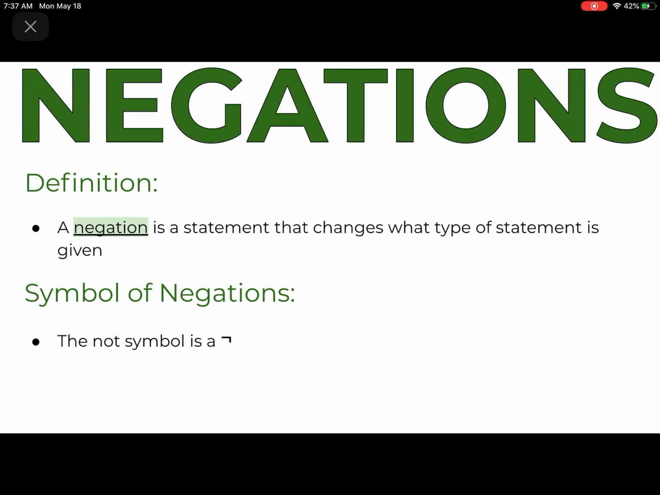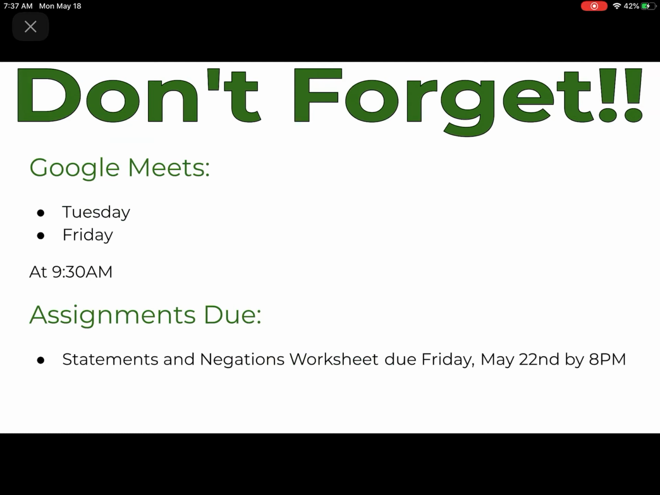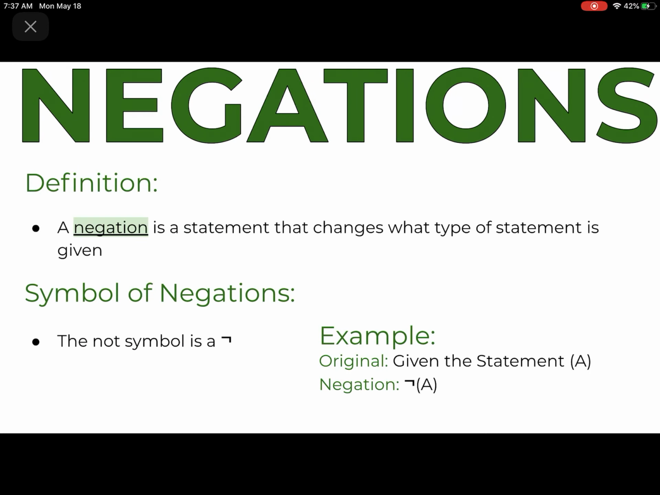Okay? And the symbol for a negation is this, like, hash mark. So, to write that, you'll be given the original statement A in parentheses. And the negation of that is going to be that not symbol, parentheses A. So, if I had the statement x equals 2, we would have not x equals 2.